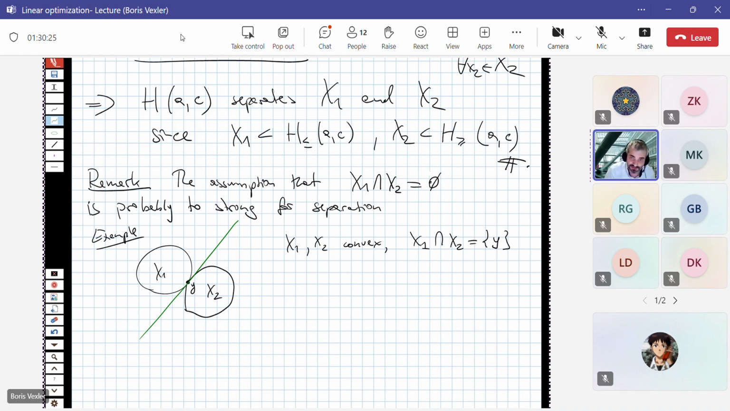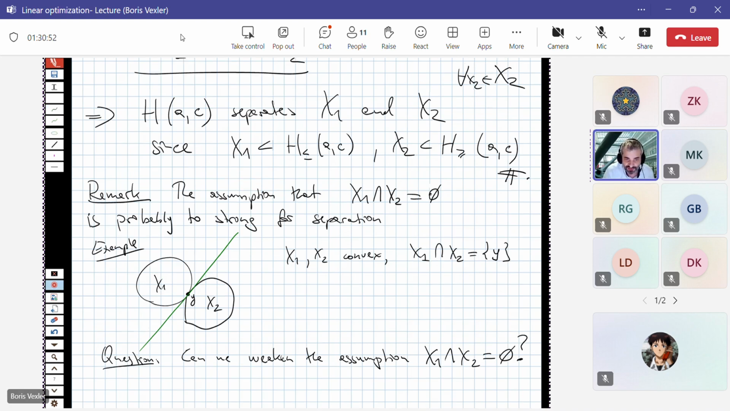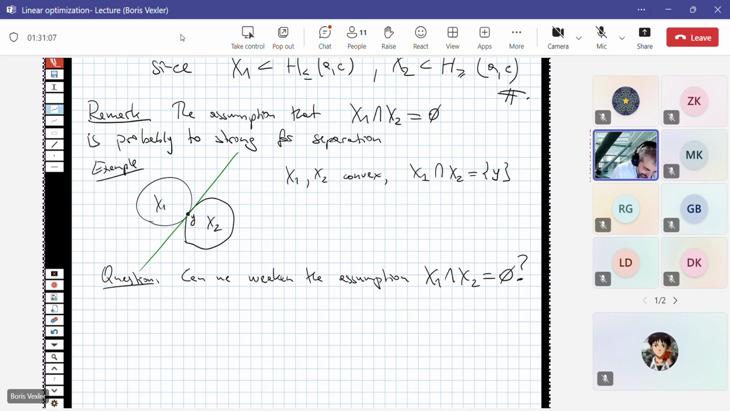Maybe one can weaken this assumption. Question: can we weaken the assumption? If we look at this example, then one could ask a question: probably it is enough just to assume that the interior of x1 and the interior of x2 have an empty intersection. Yes. Another question one could ask.